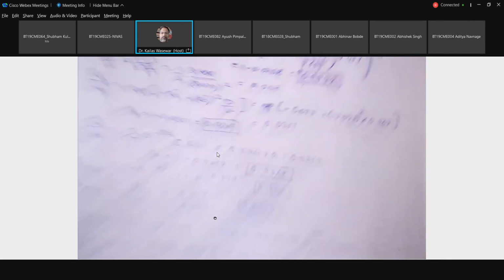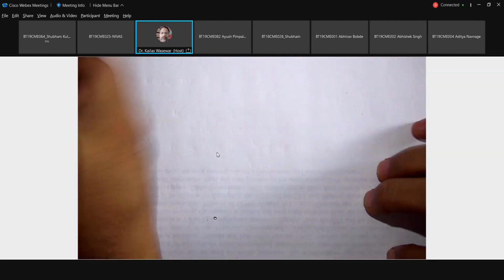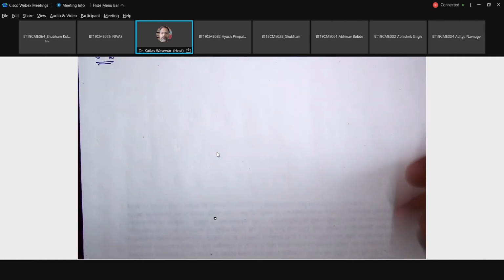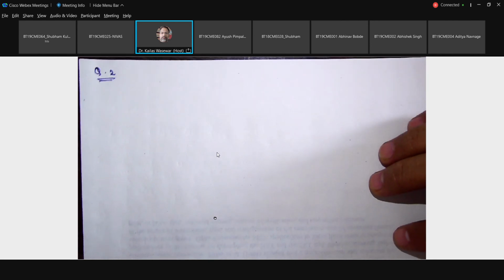Then question number 2 was very simple. Nothing was there in question number 2. It was clearly mentioned; I think most of you have not read the question. It was asked for the C and F curve. C and F curve. Simple.